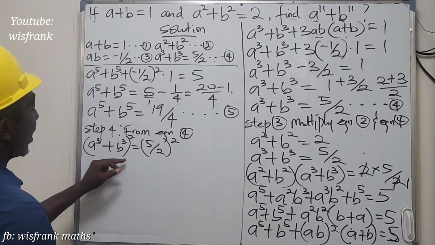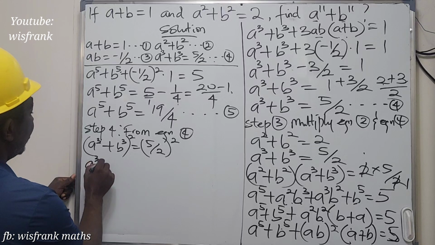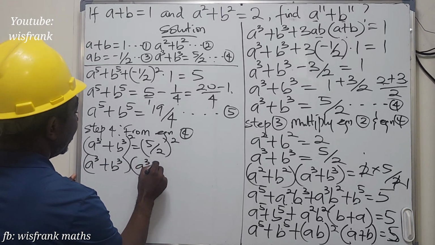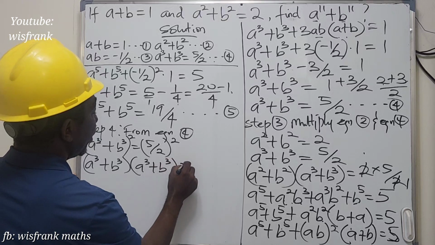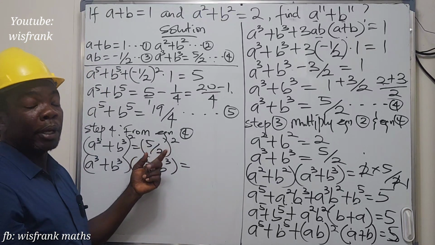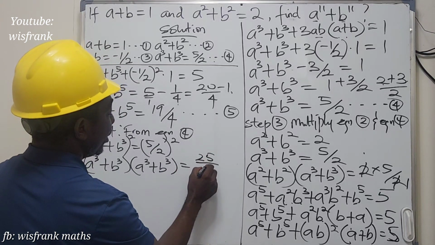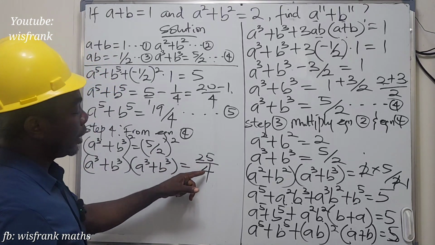In this case, we can expand this. So we have a to the power of 3 plus b to the power of 3 into a to the power of 3 plus b to the power of 3 equals 5 all over 2 to the power of 2, which is the same thing as 25, because 5 to the power of 2 is 25 and 2 to the power of 2 is 4.